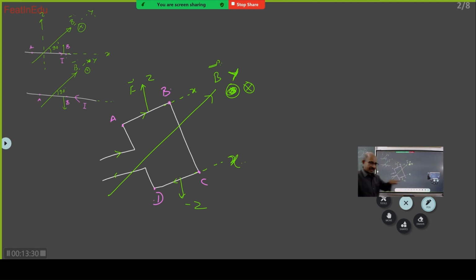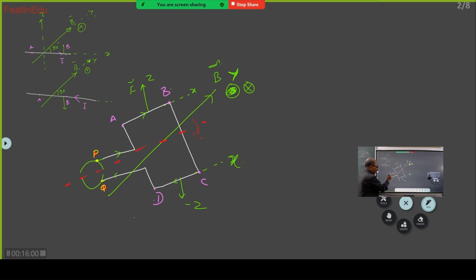Got it? X, Y, Z minus Z. Understood? So this format you understood. Now here in the next rotation, see this is P and this is Q. These connection points I am telling you.